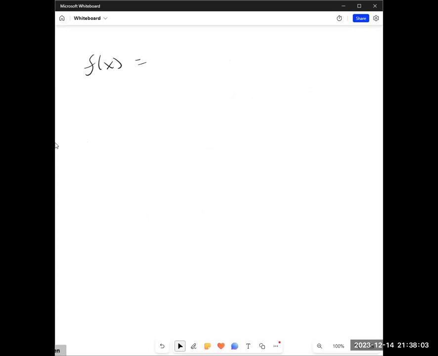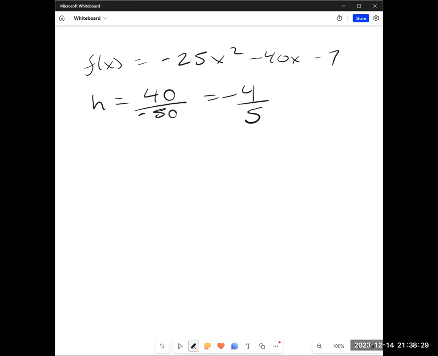So I think I might have one or two more of those. One more. All right. Negative 25x squared minus 40x minus 7. So we have negative, the opposite of a negative is a positive. 2 times a negative 25 is a negative 50. That gives me a negative 4/5. Negative 4/5 on the outside. Negative 25, negative 40, negative 7.